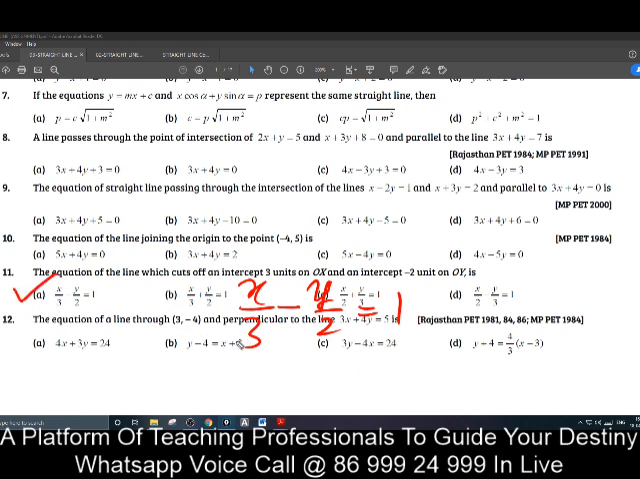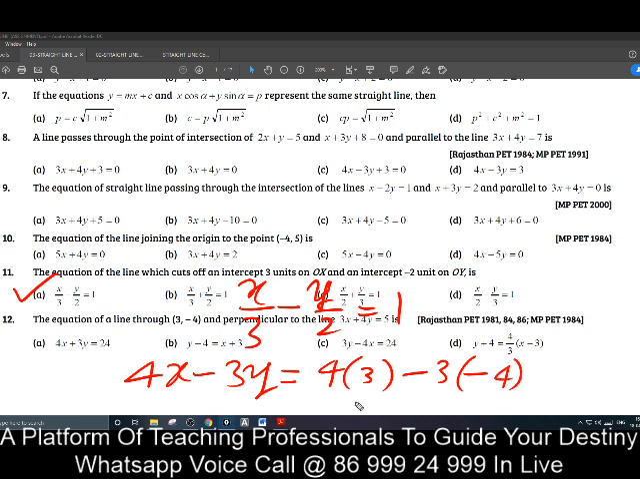This is a direct question. The equation of the line through minus 3, 4 and perpendicular to the line. Perpendicular to the line means just reverse the coefficients and change the sign in between. 4x minus 3y. Substitute the point: 4 into 3 minus 3 into minus 4. Check the answer, please. 4x minus 3y, it is 12 plus 12, 24. 4x minus 3y is equal to 24, so 4x minus 3y minus 24 equal to 0. This is the answer. He wrote it in this form because 4 by 3 is the slope. 12th question, please. I hope everyone understands that. That's a simple question.